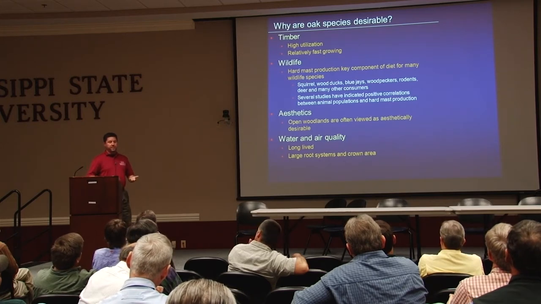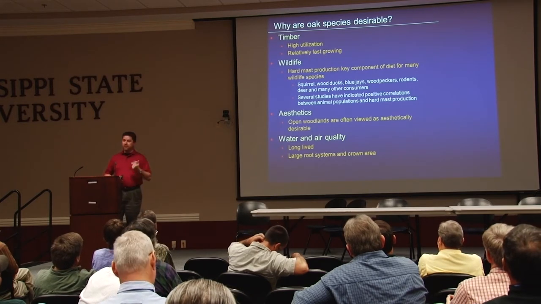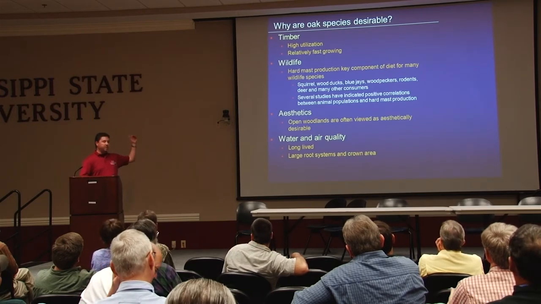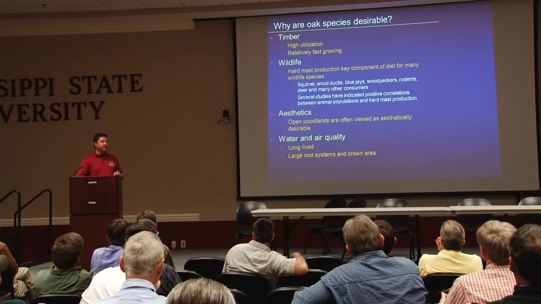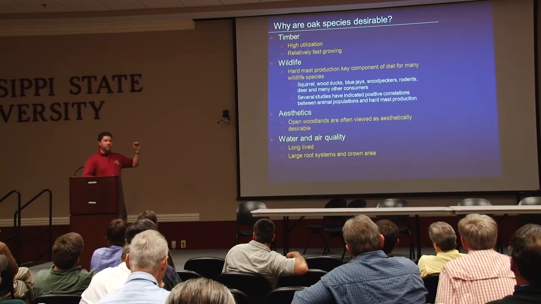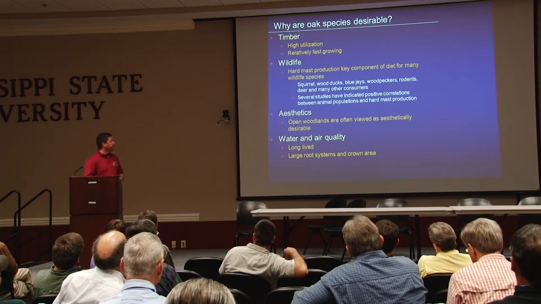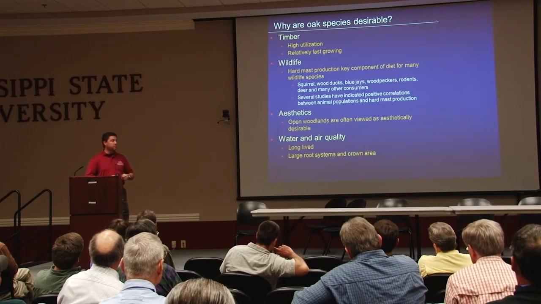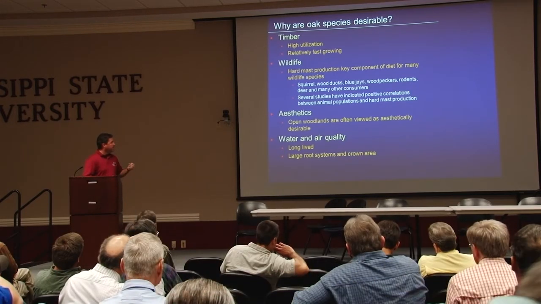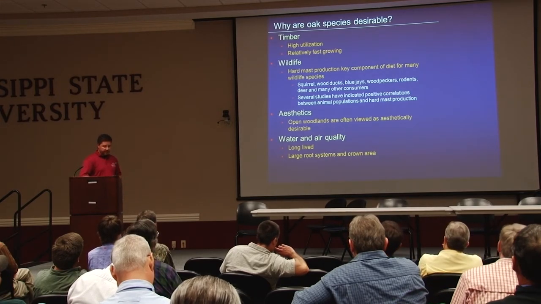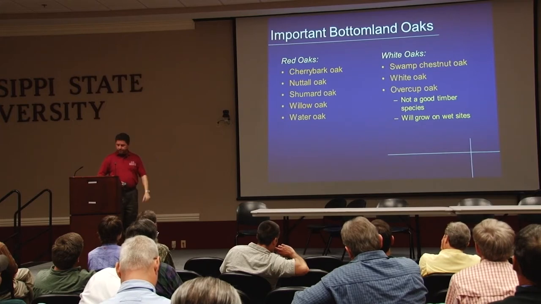So why oak species? We've seen this in all the talks. If you go to the literature and review the research out there, all of the objectives that we've talked about here today, oaks provide all of those. They benefit each of those objectives, and it's in the literature. Wildlife populations can be cyclical with oak production. Timber, obviously, we're looking at oaks, and then with aesthetics and water quality.